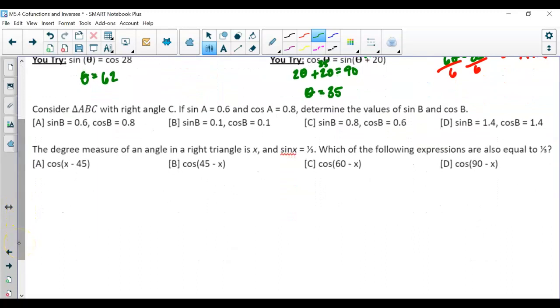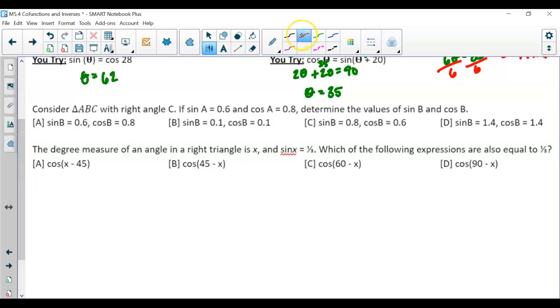With these last two questions talking about the cofunctions, so setting it up a little different here with the wording of the questions, if you wanted to go through and try these two on your own, I would say go ahead and pause the video now, and then we'll go over these two questions.